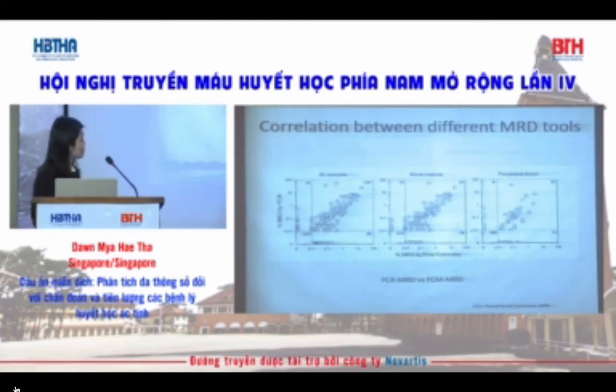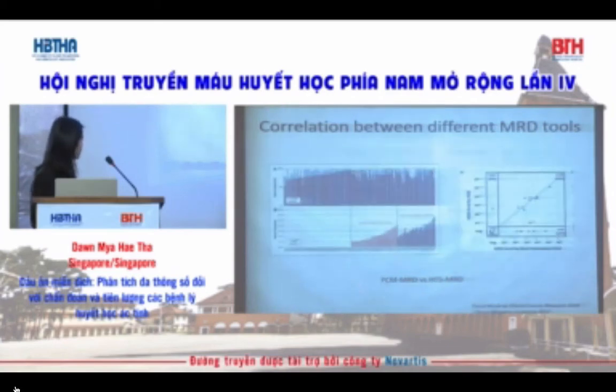And some effort has been put in to correlate the different MRD tools. So high concordant rate was found between MRD assessment by PCR method and flow cytometry method. However, if we compare the flow cytometry method and high throughput sequencing method, the results are a bit variable depending on the different laboratories, where the sensitivity of the flow cytometry tests are variable.